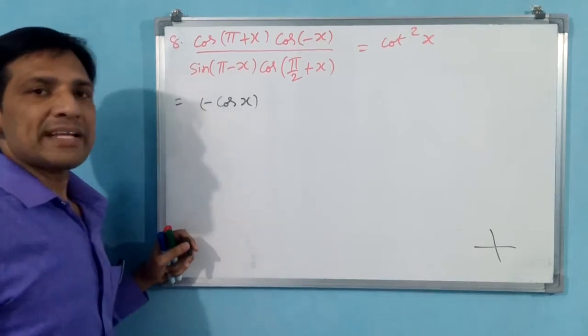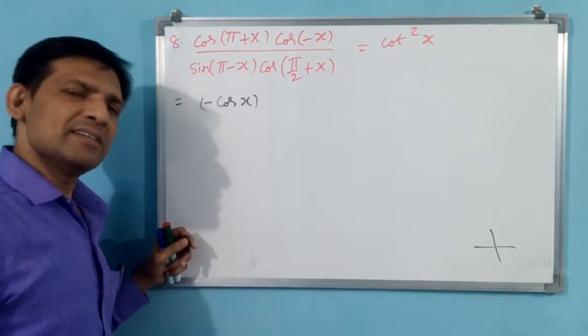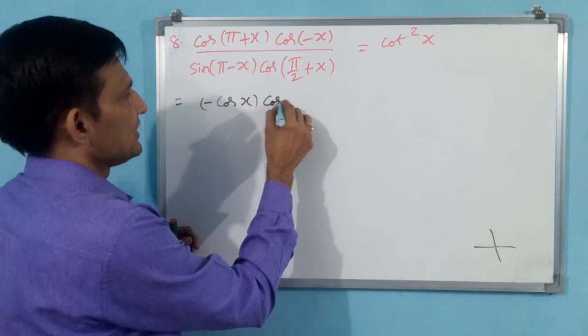Okay. Cos of minus x is what? Cos of minus theta is cos theta. That means cos x only.